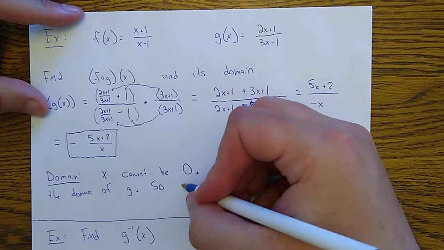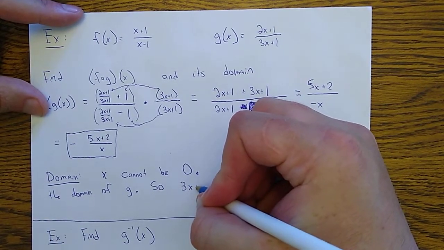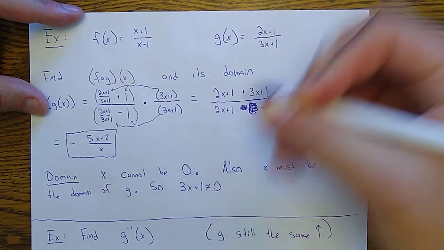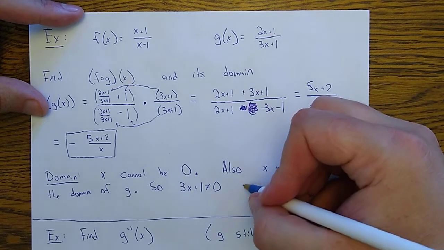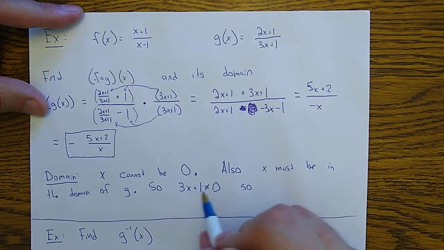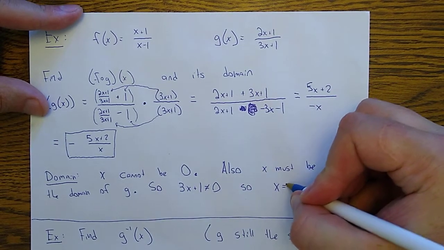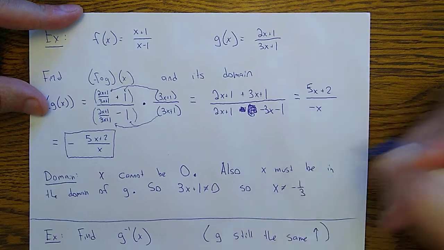So as long as I realize this, it will be easy. I just have to make sure that the denominator is not 0, and I can solve for this. I'll do it quickly. X cannot be negative 1/3.